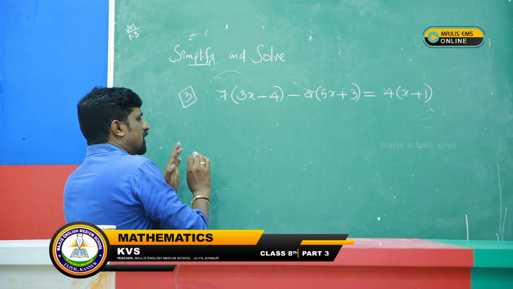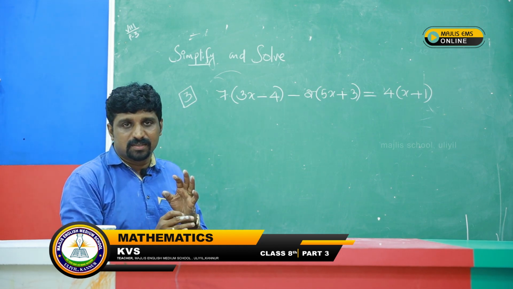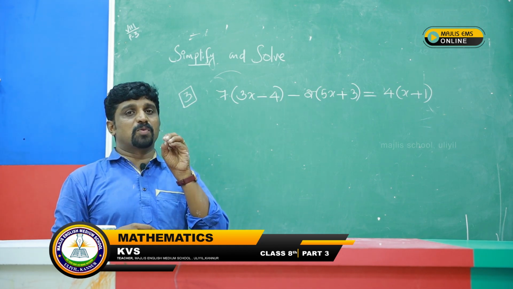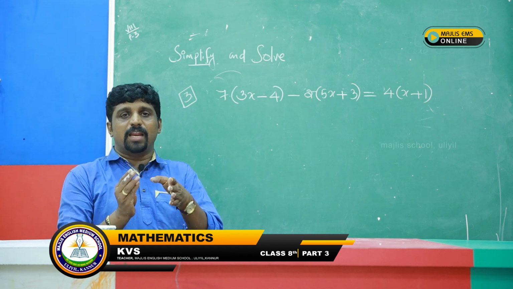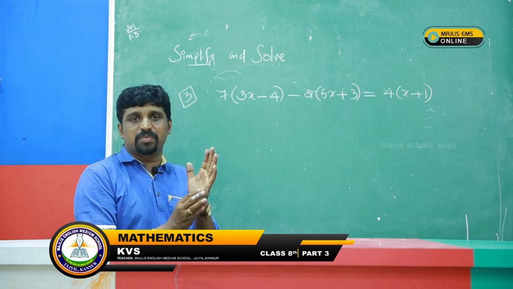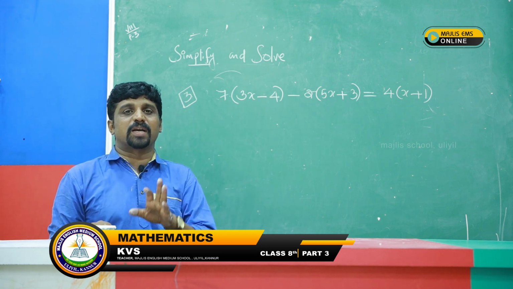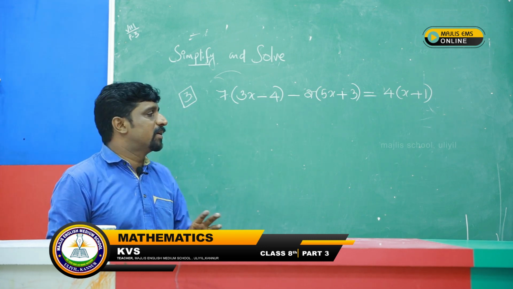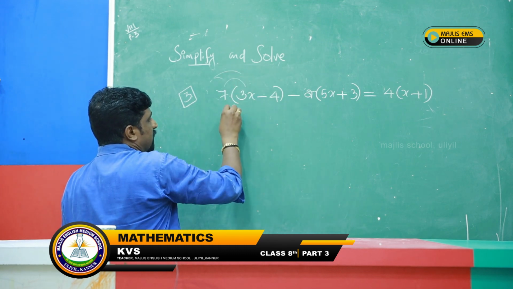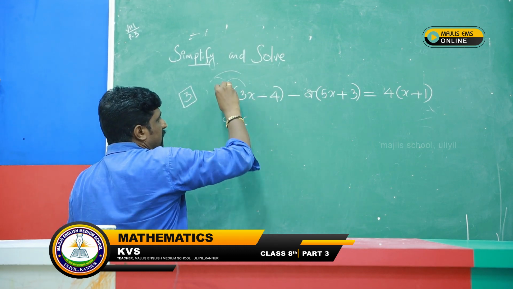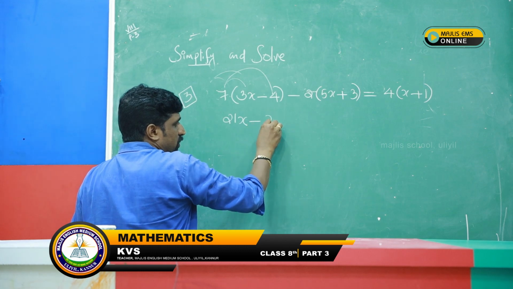First we do like this. First we remove the brackets. The steps are like this: first remove the brackets, after that move the variables to the left side or one of the sides and the numbers to the other side, then simplify and find the unknown. That's the steps. Okay. 7 into 3, that is 21x. 7 into minus 4 is minus 28.